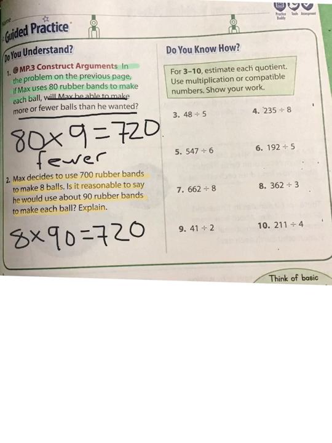Numbers 3 through 10. Estimate each quotient. Use multiplication or compatible numbers. This is very important. We need to show our work. And we're going to have to show our work in all the problems that we do today.